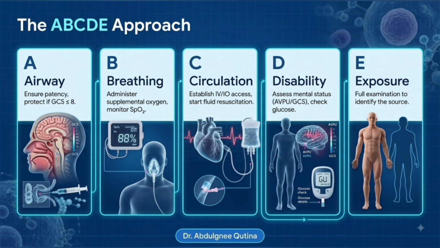C is circulation. This is huge. Immediately establish 2 large bore IVs or intraosseous access, start your fluid resuscitation, and seriously feel their skin to assess perfusion. D is disability. Check mental status, and please do not forget to check a blood glucose. Finally, E is exposure. Do a full physical exam to hunt for the hidden source of the shock. And remember, these aren't step-by-step sequential actions. They are happening simultaneously in those precious early minutes.